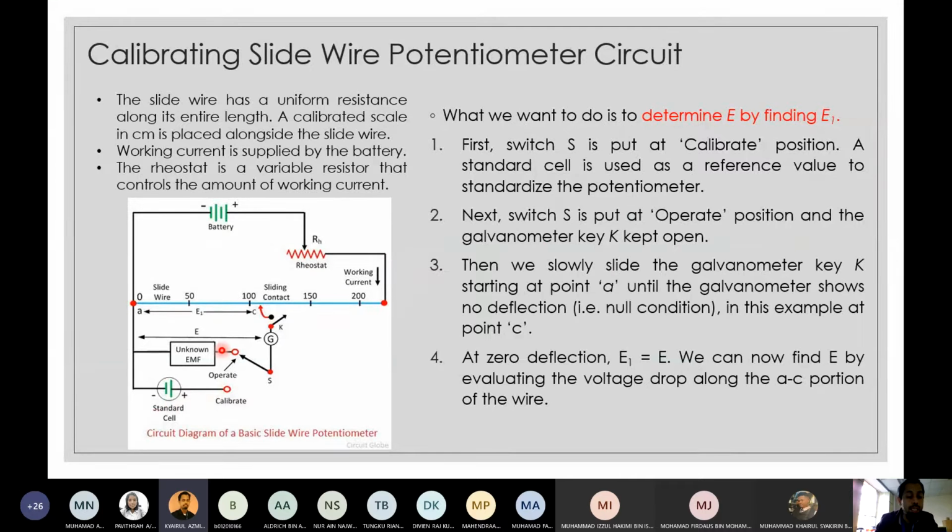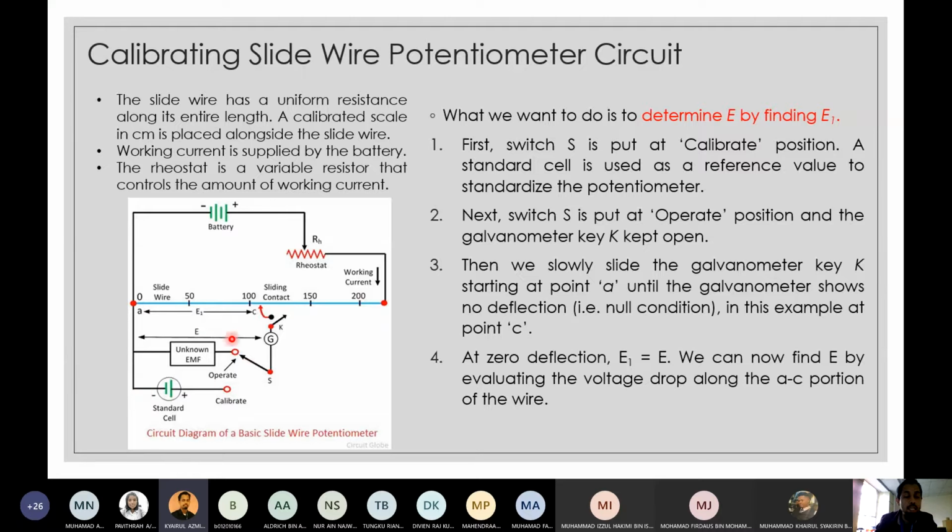If you look at the circuit diagram, you see that S here is a switch. You can move it from operate to calibrate and so on. And then we also have a switch that connects the galvanometer to the slide wire. And the slide wire, we have a battery. The battery will supply the current that will flow inside the circuit. And the rheostat is basically a variable resistor we use to adjust the level of current that we want to allow to flow in the circuit.